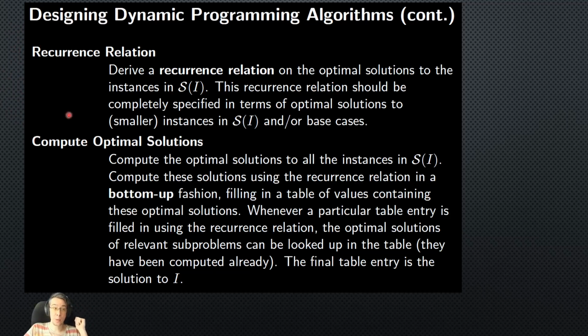Okay, so once you have your recurrence relation, which defines the relationship between problems and subproblems and base cases, a recurrence relation is just a mathematical object. It's not an algorithm. So we're then going to come up with an algorithm to take that recurrence relation, implement it in code, and solve it. This is the coding part, where you take that mathematical object and solve it.